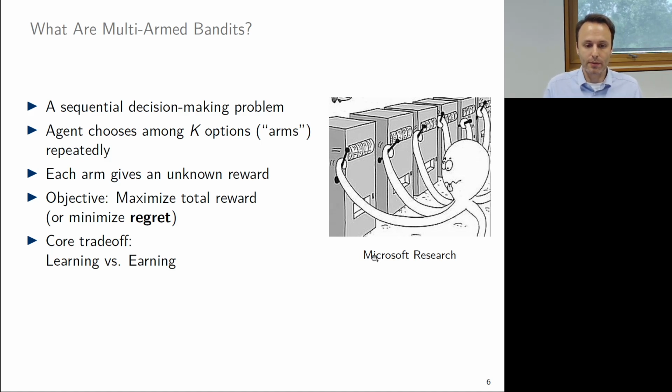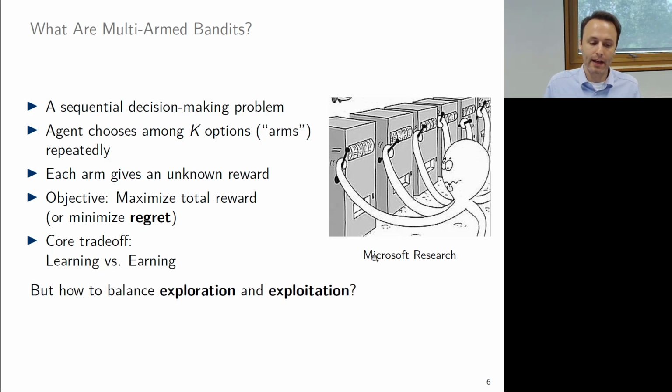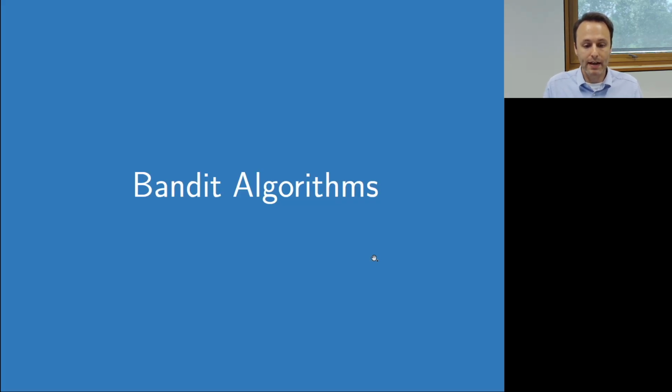So the agent chooses among those arms repeatedly, and each arm has an unknown success rate, an unknown reward. And the objective is to maximize the total rewards. So we need to first learn which arm works better and which one does not. And when we know that, we can exploit that and earn. But how to balance exploration and exploitation? Well, we need to understand algorithms for that. Bandit algorithms, how can we actually judge which algorithm works well and which one not?